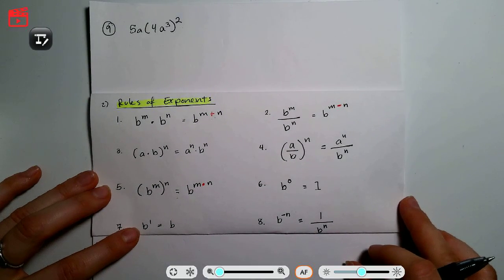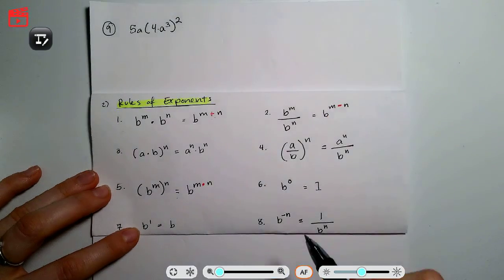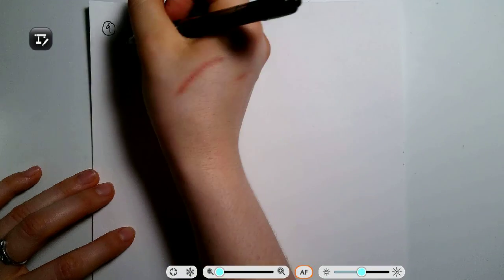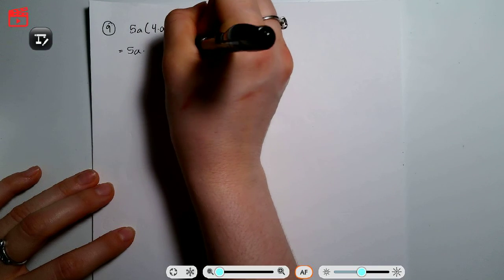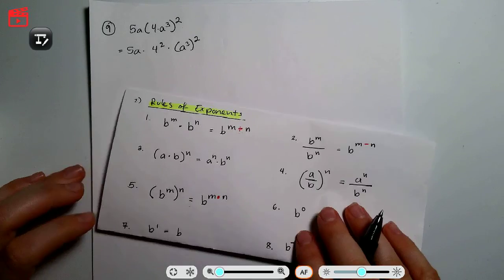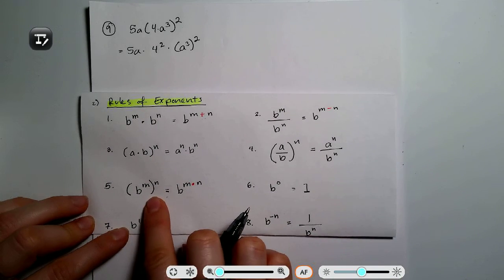So let's see, is there multiplication going on in the parentheses? Yes, that's multiplication, so the rule I can use is number 3. This is going to be 5a times 4 squared times a to the third raised to the second power. And we still have parentheses, so what rule can I use to get rid of those? That rule looks like number 5.